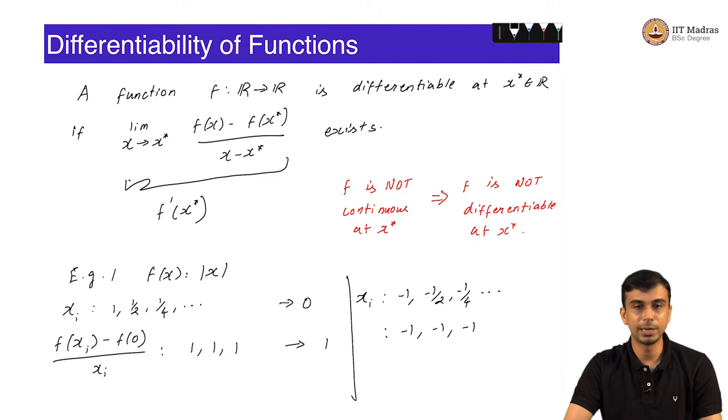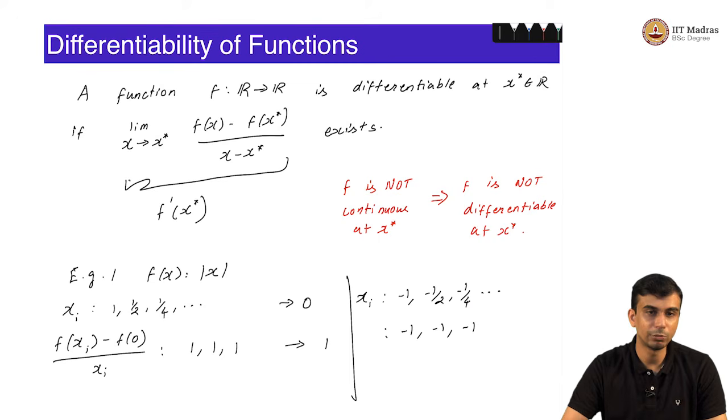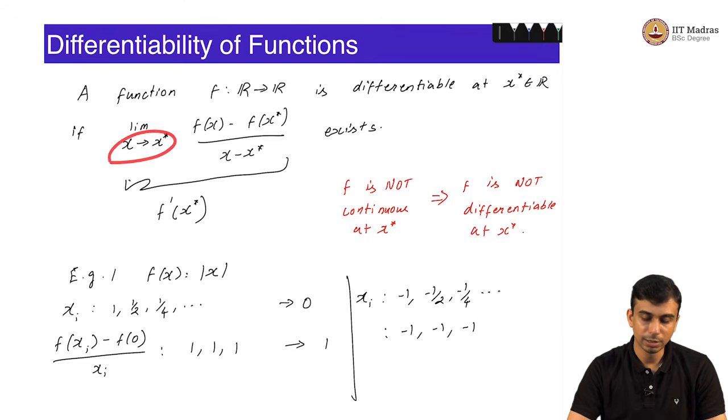So you have f of xi minus f of 0 by xi here. This sequence converges to minus 1, while the earlier sequence converges to 1, even though both the xi sequences converge to 0. So that means that the limit as x approaches x star of f of x minus f of x star by x minus x star does not exist, because I chose two sequences converging to x star and I am getting different values for the limit. So this particular function f of x equal to mod x is not differentiable at x star equal to 0.